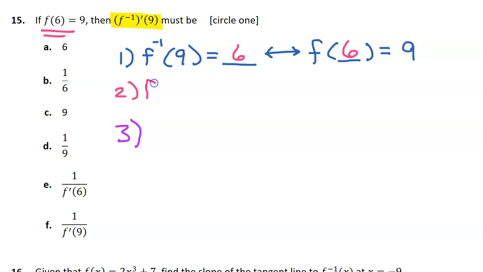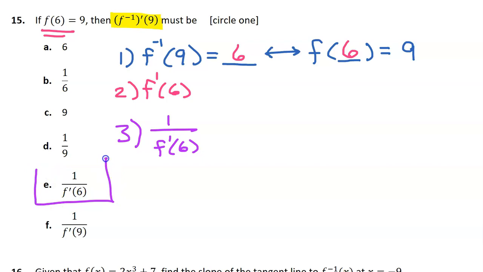Step 2 is to evaluate the derivative of the original function at the number we found in step 1. Since we do not have an actual function to use or a table, we don't have any way to actually evaluate this. So we just have to move on to step 3. Step 3 is to take the reciprocal of whatever we got in step 2. So the best we can do is take the reciprocal of f prime at 6, which would be 1 over f prime at 6. Therefore, the derivative of f inverse at 9 must be 1 over f prime at 6.